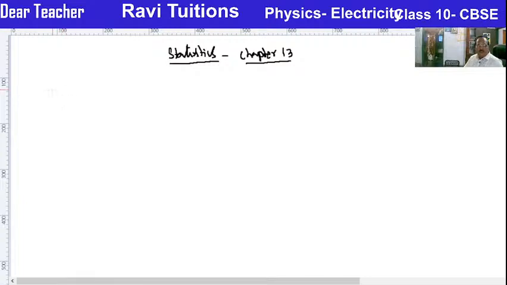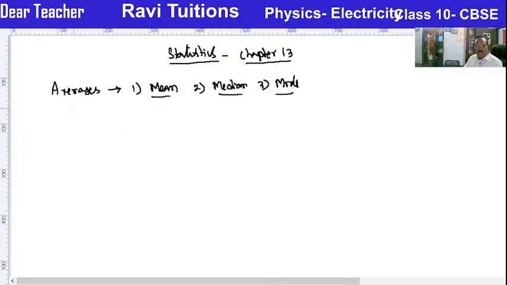So, averages. We have to find out averages in this statistics chapter. There are three types of averages. One is arithmetic mean, second one is median, and third one is mode. These three things we are going to learn in this chapter. All these three are averages. Average means we have one general concept: average is equal to sum of numbers by number of numbers.